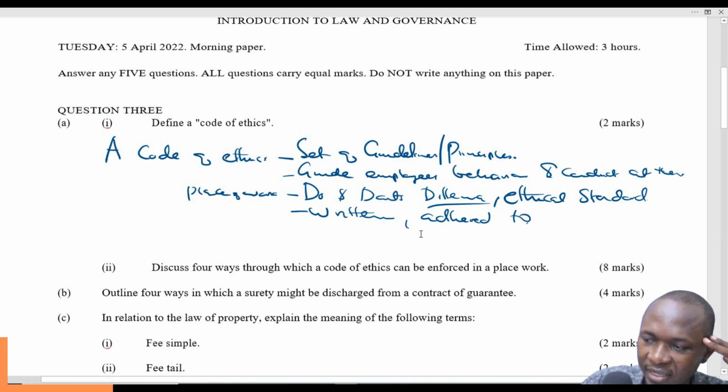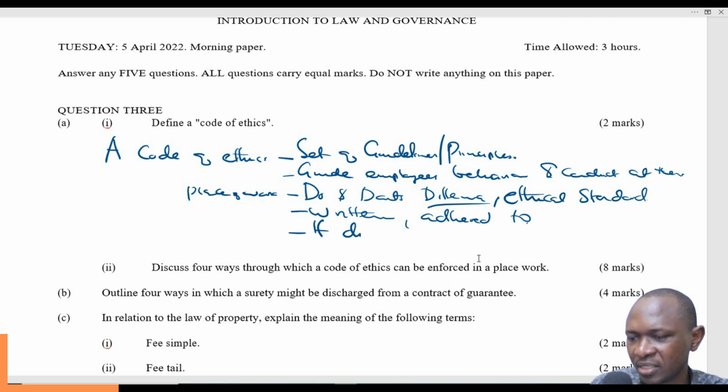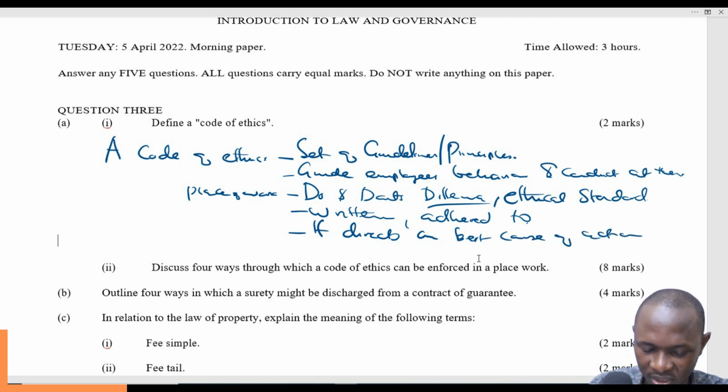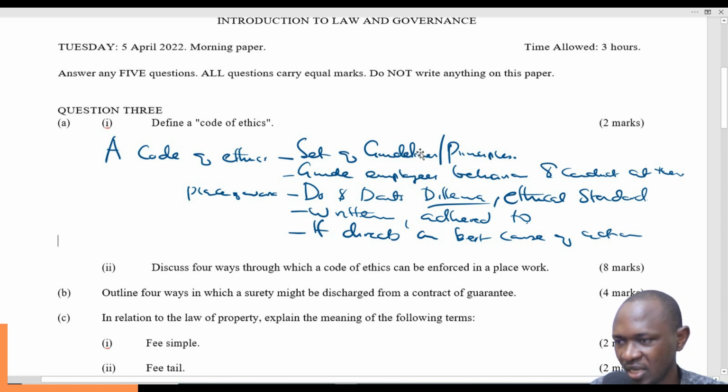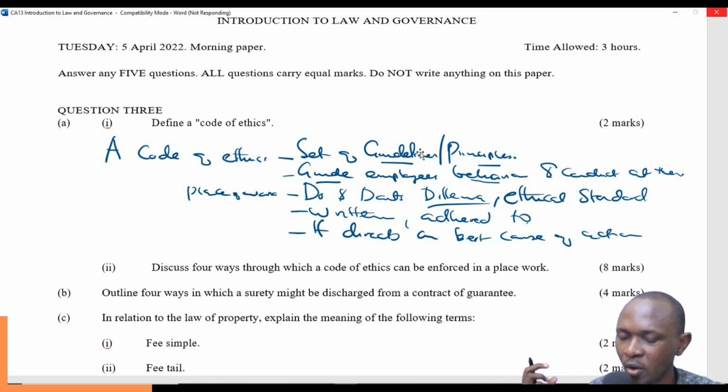And it's always written, and it directs on the best course of action. What is expected and acceptable of an employee or of a professional. So it's basically a guideline, as we have said. These are very key terms: a set of guidelines, a set of principles meant to guide the people in question. It could be employees, it could be professionals, and it's about the behavior, how they should carry themselves, how they should conduct themselves at the place of work.